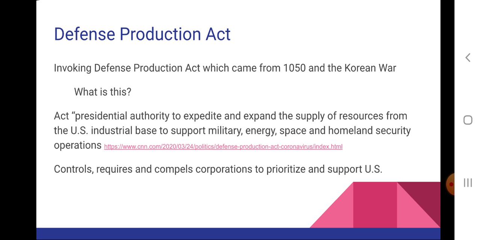So the Defense Production Act, you might have seen this a lot in the news. This is something that just keeps coming up in the presidential briefings. I had never heard of this, and I didn't know what it was to begin with. But the presidential administration is invoking this quite a bit. And it came from 1950, not 1050, I'm sorry, that is a typo there, in the Korean War. Let's explain what this is. It's an act that gives presidential authority to expedite and expand the supply of resources from the U.S. industrial base to support military, energy, space, and homeland security operations, as seen on that CNN article right there. So it controls and requires and compels corporations to prioritize and support the U.S.